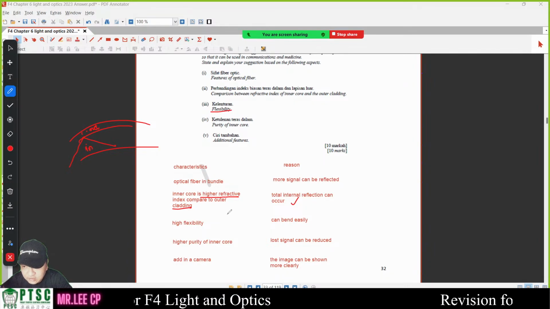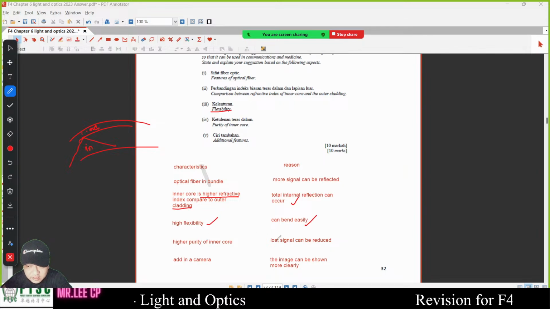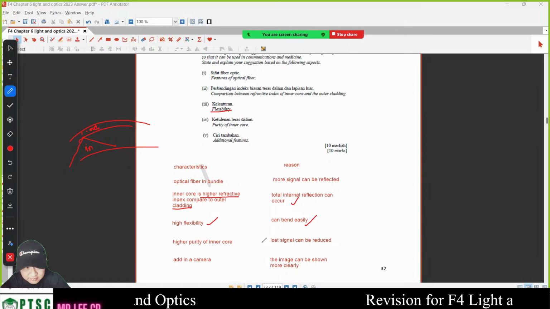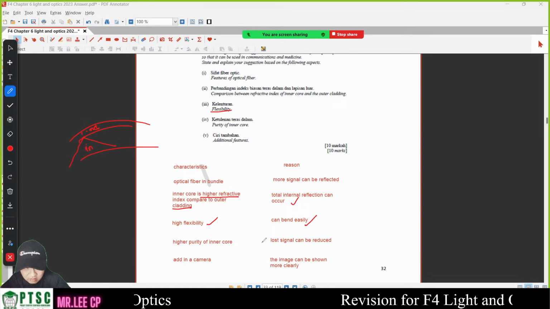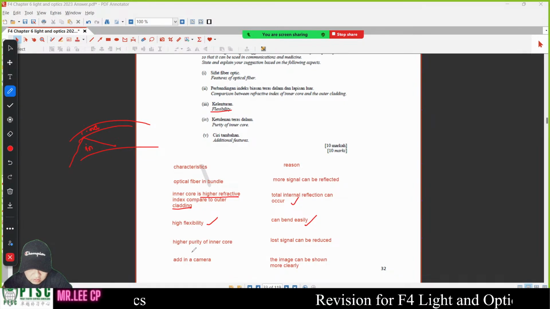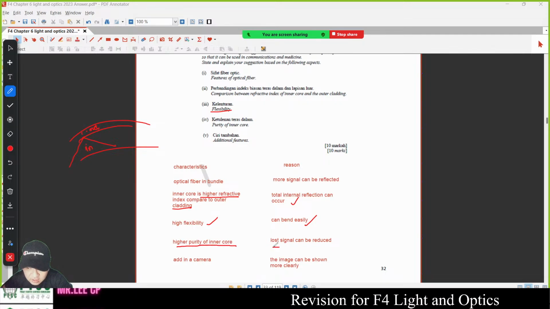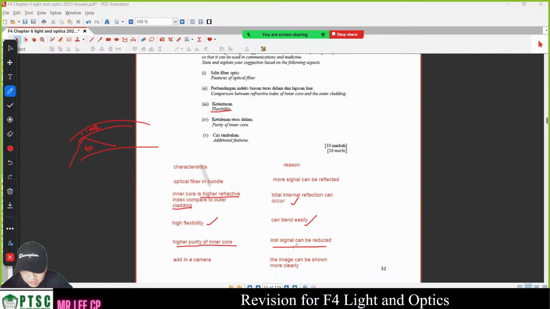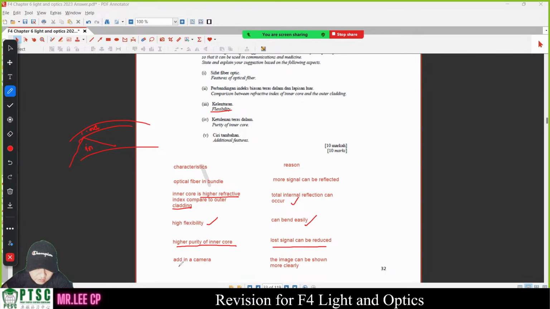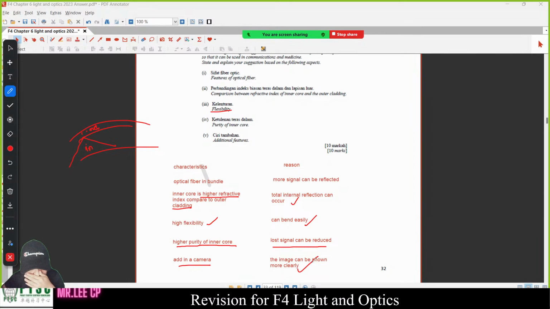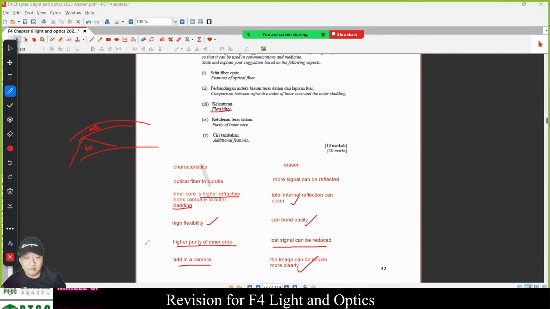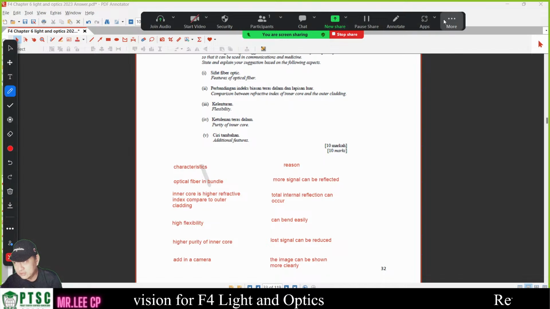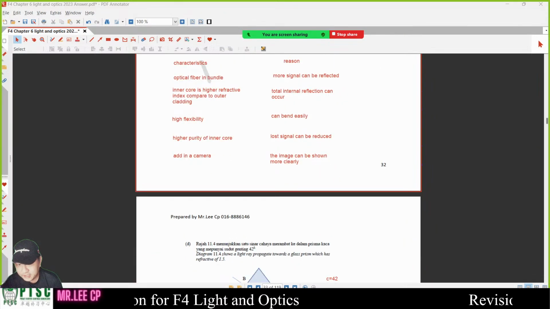Flexibility must be high so that it can bend easily, because it is going to be put into your stomach to check your esophagus, your stomach, your internal organs. Purity, so signal loss can be reduced and it is clearer. You add in a camera so you can see and record everything inside your internal organs.